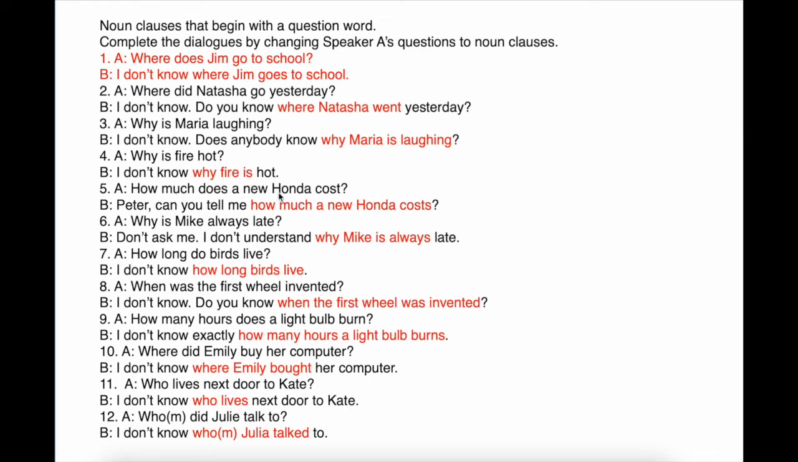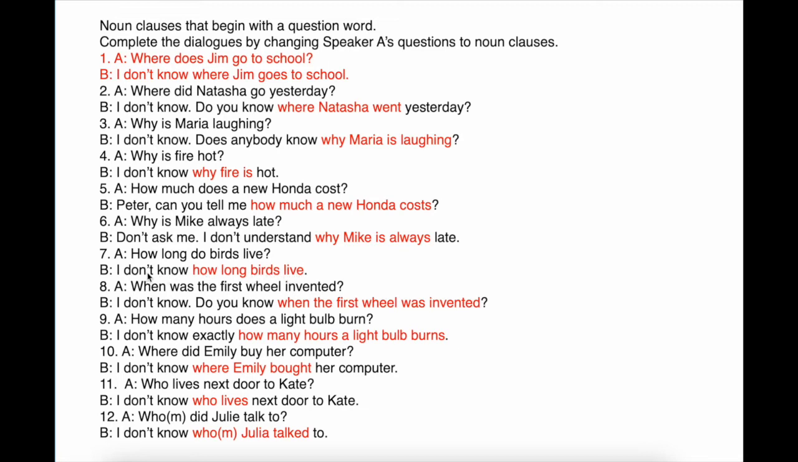How much does a new Honda cost? Information question. Peter, can you tell me how much a new Honda costs? Simple present. Why is Mike always late? Don't ask me. I don't understand why Mike is always late. How long do birds live? I don't know how long birds live.